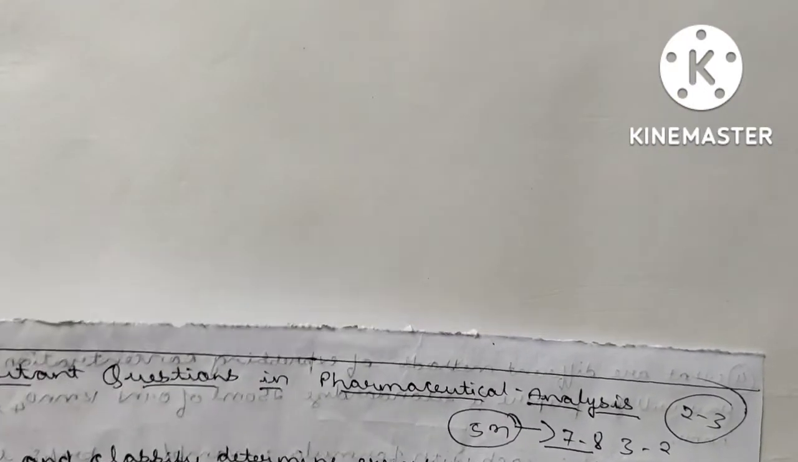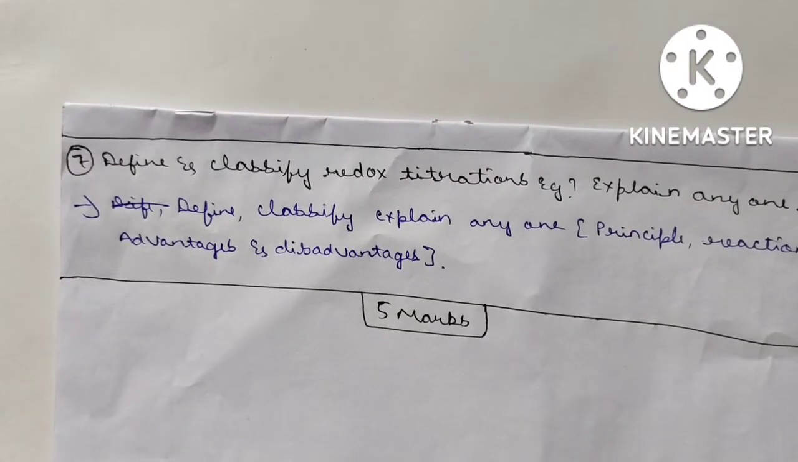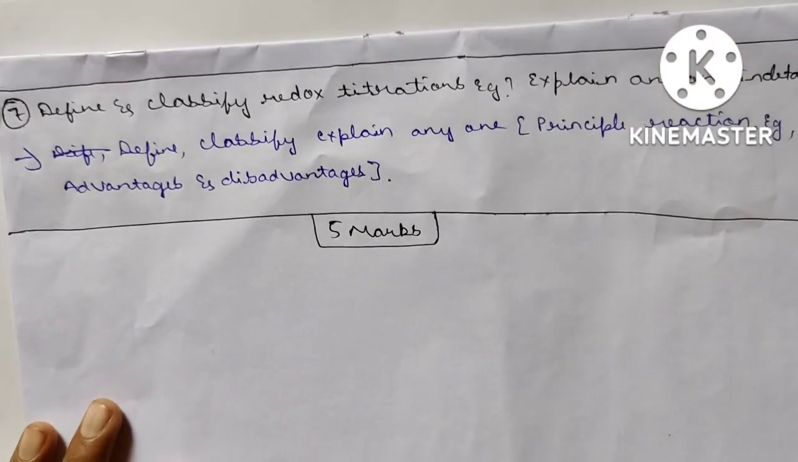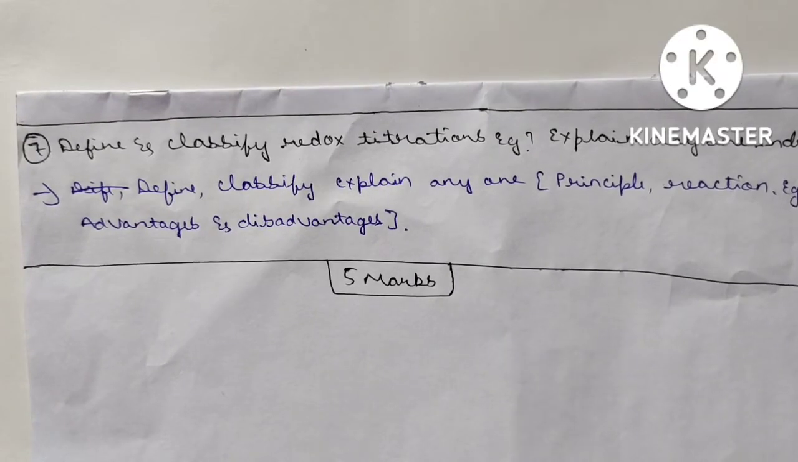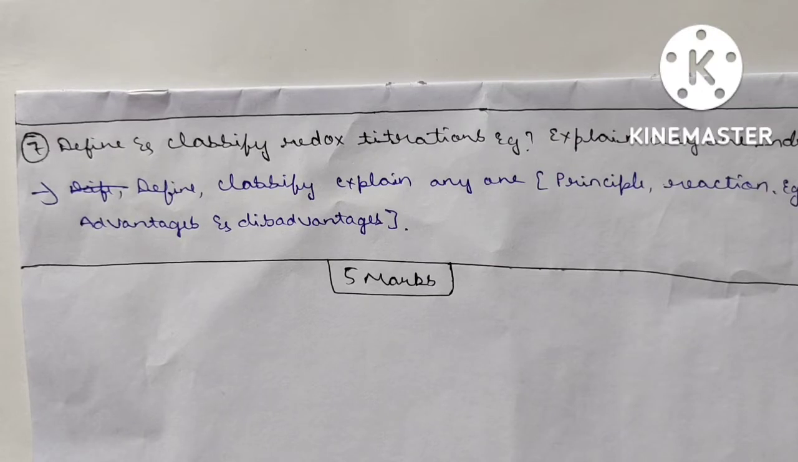Yes, our last question of the 10 marks, that is the seventh question: define and classify redox titration, and explain any one in detail. See, why I discussed this question: explain any one. Many times they will ask KMnO4, that is dichromometry or permanganometry or cerimetry. So to clear all the doubts, you have to read all 5 to 6 redox titrations: iodometry, iodimetry, bromatometry, permanganometry, cerimetry. These 6 to 7. All the redox titrations you have to read. They are very easy and simple.